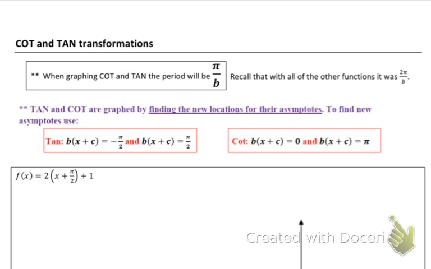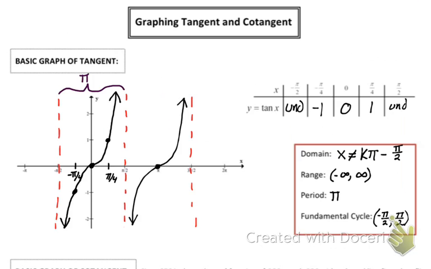What we're trying to do is, notice on the fundamental cycle, we have a vertical asymptote at negative pi over 2, and we have one at pi over 2. I want to see how this equation affects this bound. So will it move it left, right, and what value is it going to be? And I want to know what effect it has on this bound.